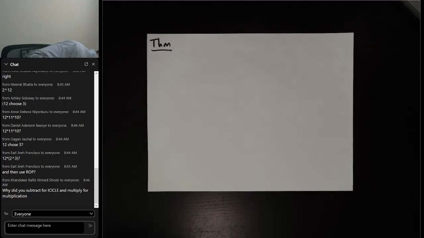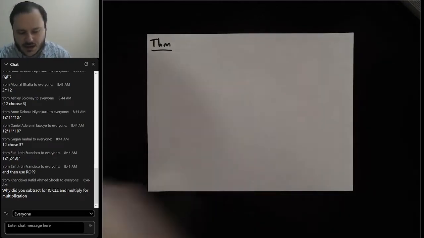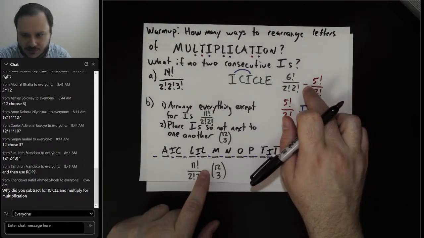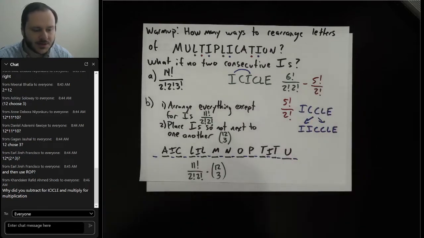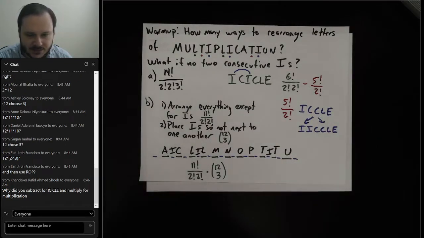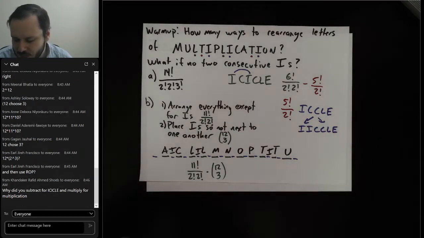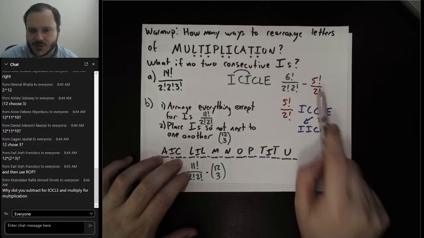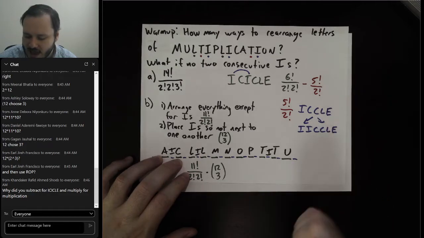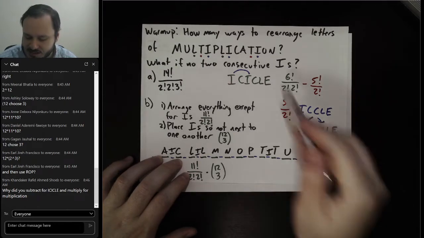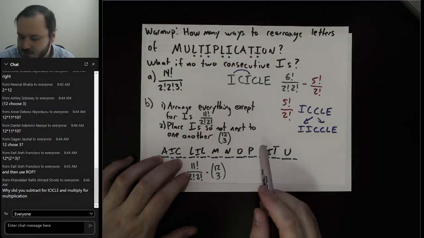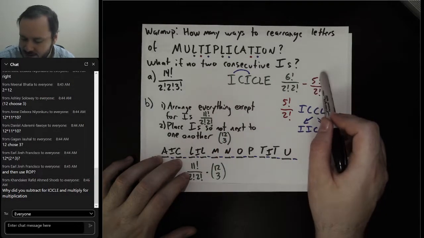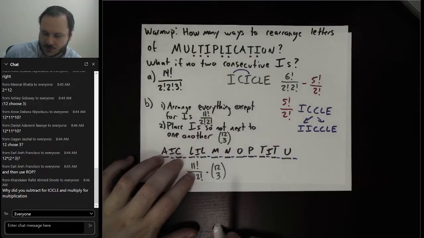Okay, really good question before I move on. Why did we subtract here but multiply here? So we've got two different techniques going on. This is a technique we talked about last time, where in order to count the number of times where something does not happen, we count the number of times where it does happen and subtract that off from the total number.